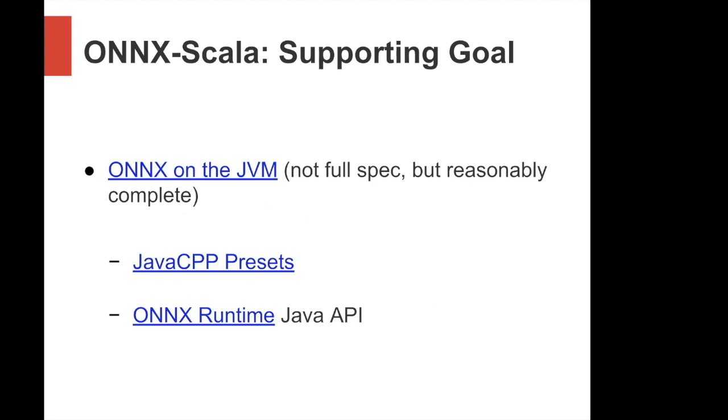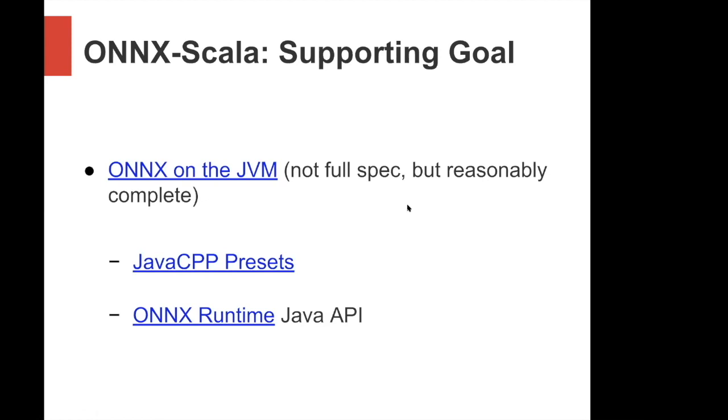So then there's a supporting goal for this, which is ONNX on the JVM. When I started this, that was something that didn't exist, so I made it happen. I didn't write it all myself from scratch. I used a pre-existing project called JavaCPP, and I built what it calls a preset to enable me to access native C++ libraries from the JVM. So that exists now.